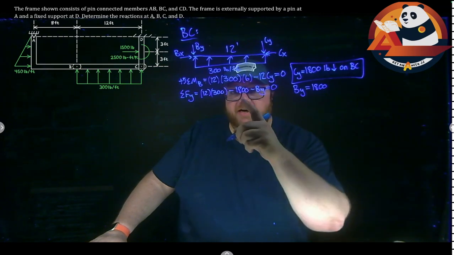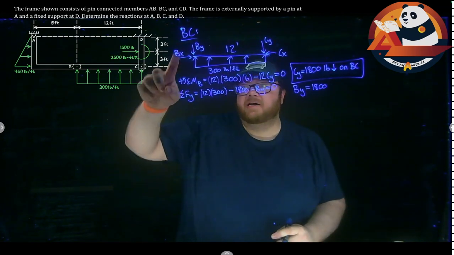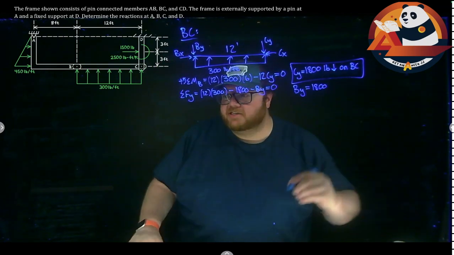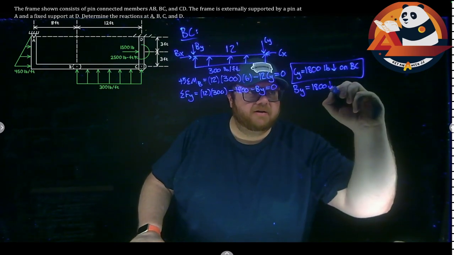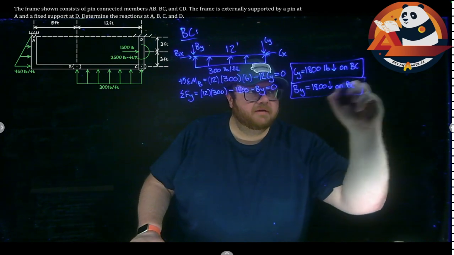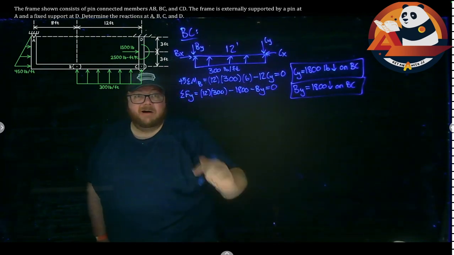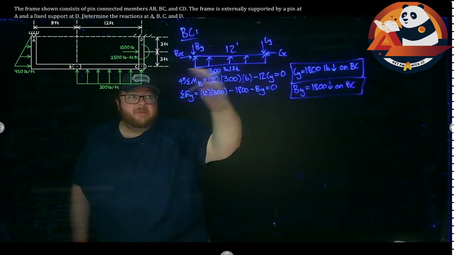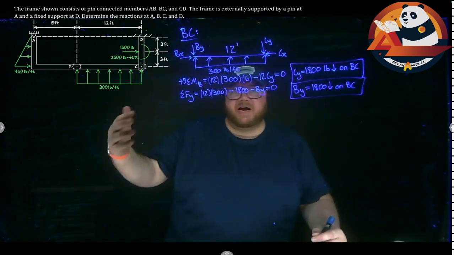I get a positive number out for this BY, which means I guessed the right direction. It's going down, down on BC. That's my second answer. Anything I do here, I can't sum moments anywhere and get only BX or only CX in the equation.